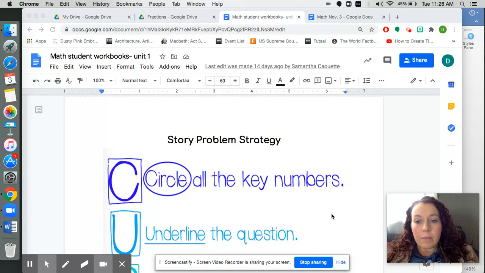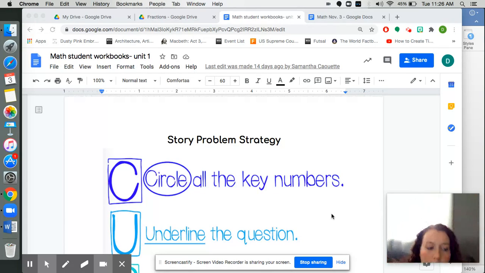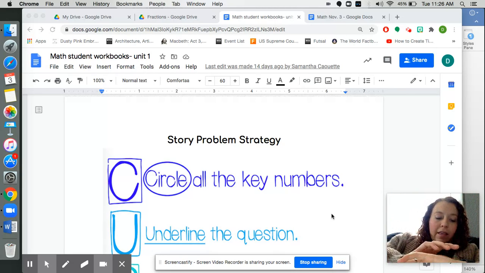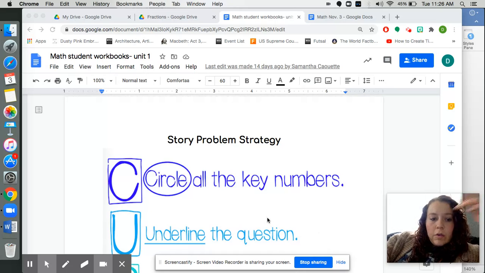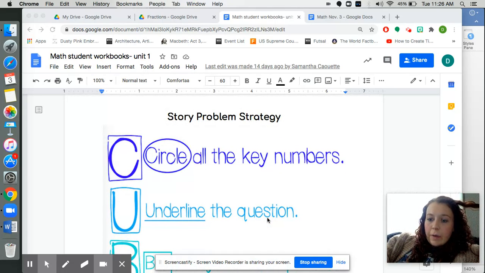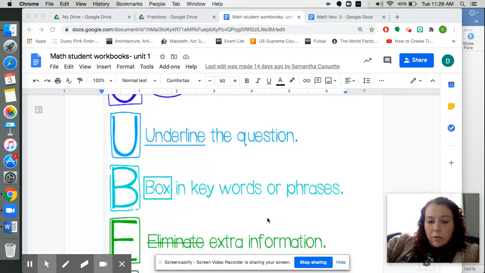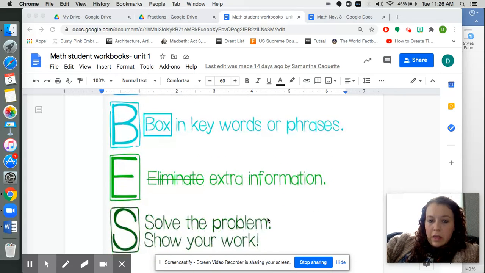So, a strategy that I'm going to be teaching you today is a strategy called CUBES. Now, CUBES stands for some different things, it is an acronym. So C stands for circle all the key numbers. U stands for underline the question. B stands for box in keywords or phrases. E stands for eliminate extra information. And then S is solve the problem.